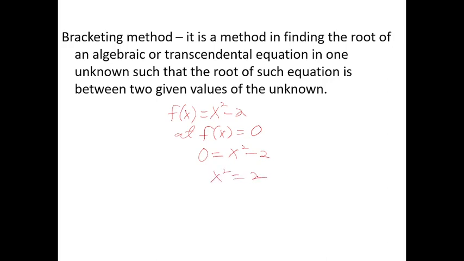So okay, now it has an answer. Positive or negative, the square root of 2 is 1.414 something. So, positive or negative, these are its values. Now, in bracketing, we will guess the value, no?